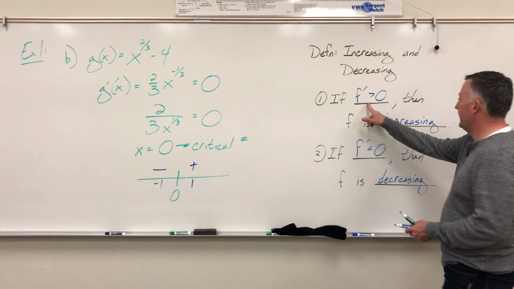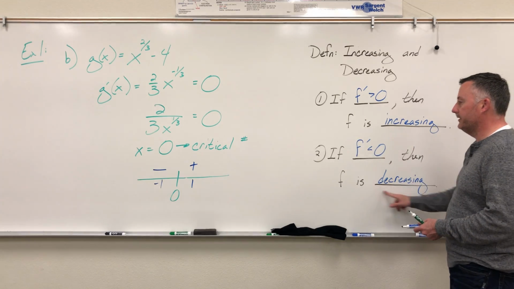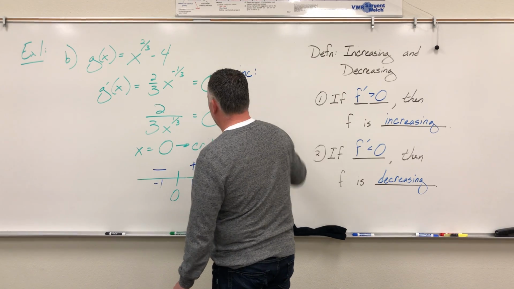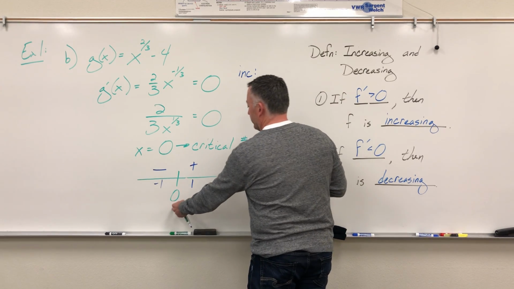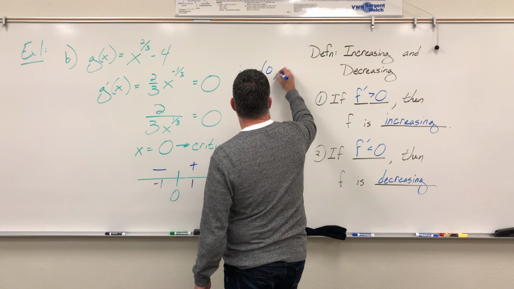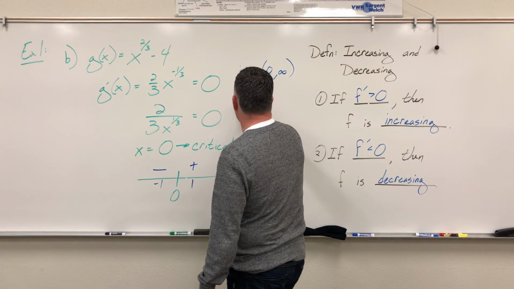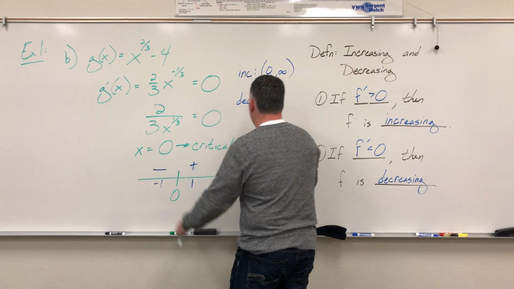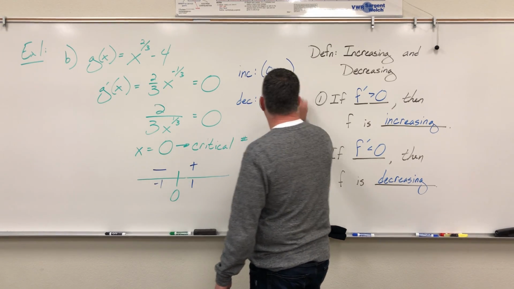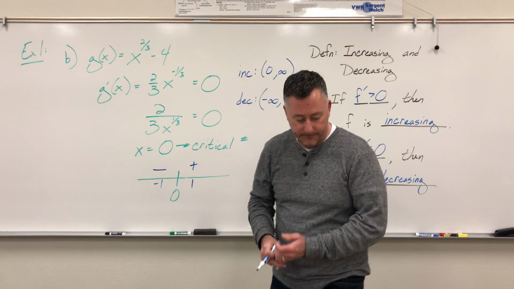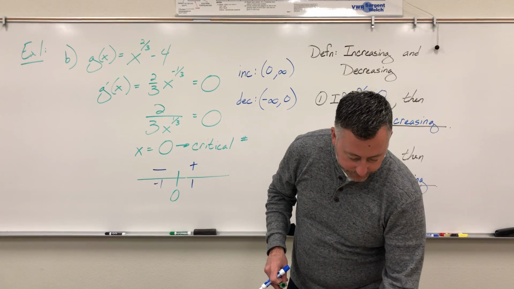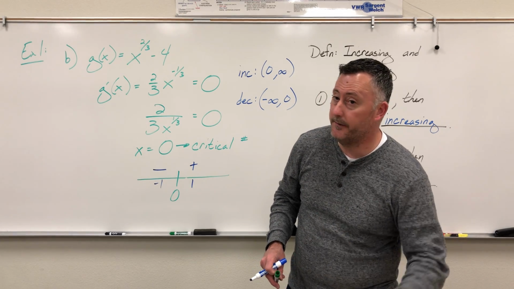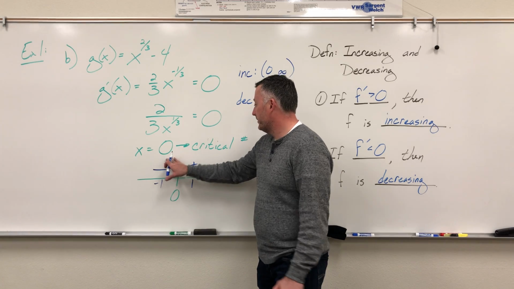So now that you know the signs of the derivative, you know what the function is going to do. It's increasing wherever you have a positive interval, so from 0 to infinity. And it's decreasing when you have a negative interval, or negative infinity up to 0. And that's pretty much how they're all going to go. You just have to find the derivative, get your critical numbers, and test them.